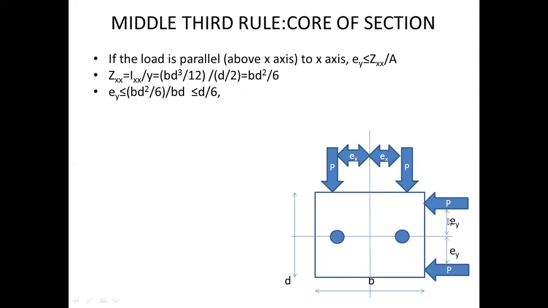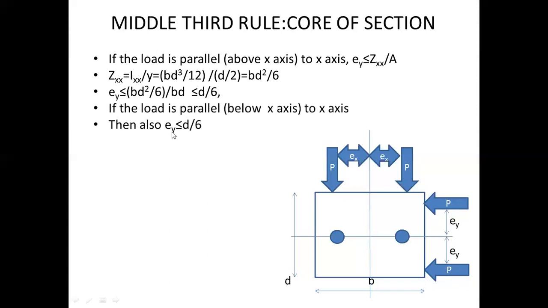Now second load acting below the x-axis, again at a distance of Ey from the x-axis, eccentricity is Ey, P is the eccentric load. I'll get again in the similar way Ey is less than or equal to d upon 6 by putting the values of Zxx and A. So these two distances, Ey is d upon 6, Ey is d upon 6. So total distance from this point to this point is again d upon 6 plus d upon 6, equal to d upon 3. So I have taken 2 points here.